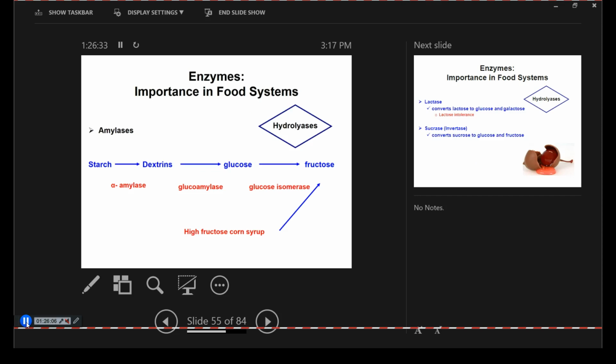So an application is production of high fructose corn syrup, for instance. We start with the starch. We use alpha amylase, we get dextrins. We use glucoamylase, we get glucose. And then we use isomerase to convert glucose to fructose. And that is your high fructose corn syrup.